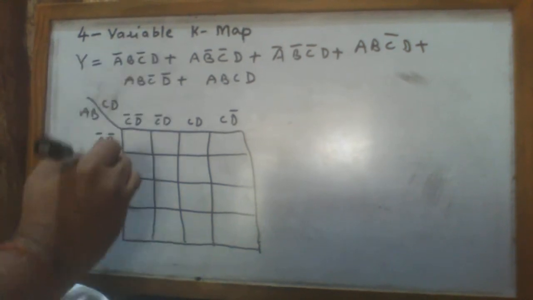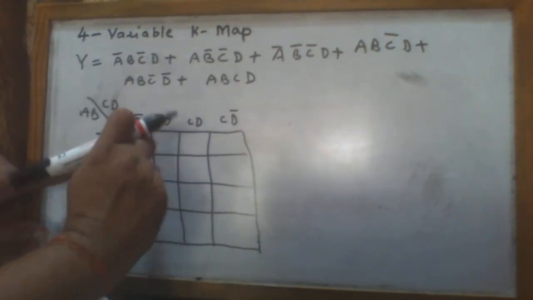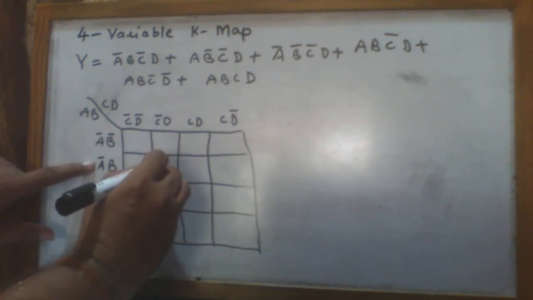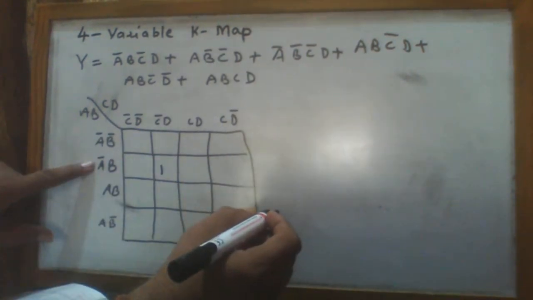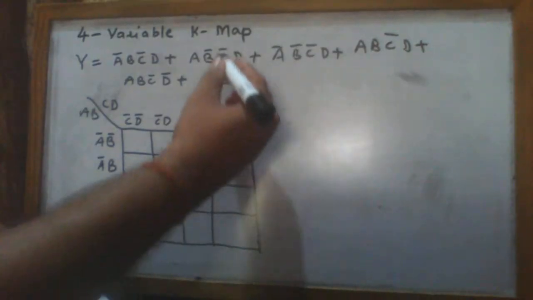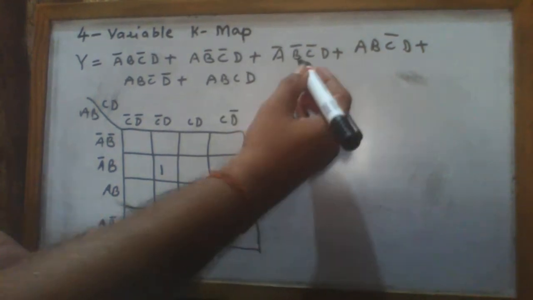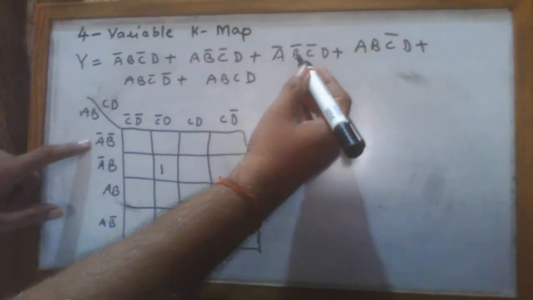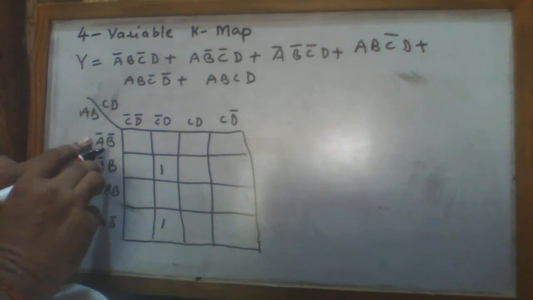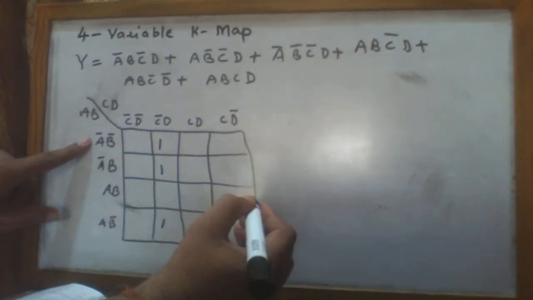A bar B, this one is A bar B. C bar D, C bar D. Therefore, I will write 1 over here. For second term, it is A B bar. This one is A B bar. C bar D, C bar D. I will write 1 over here. For third term, it is A bar B bar. This one is A bar B bar. And C bar D, C bar D. I will write 1 over here.